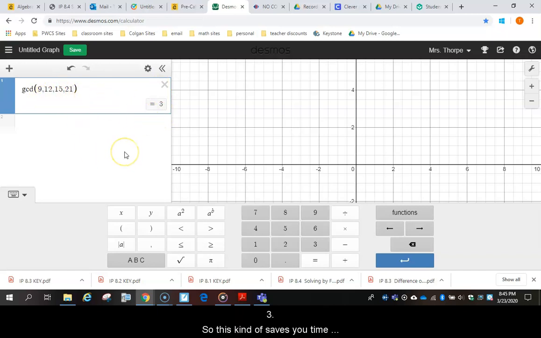So this kind of saves you time, so you don't have to do the factor tree. And of course, you can still do the factor tree to check yourself. This just kind of helps you.